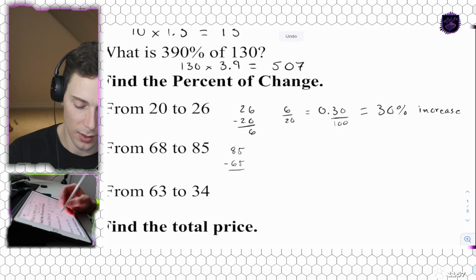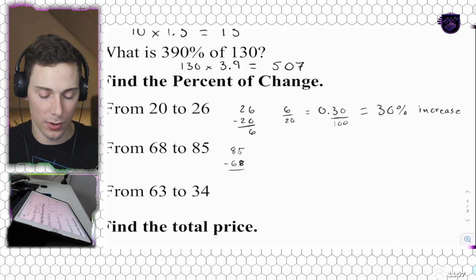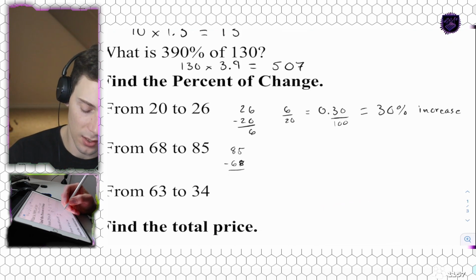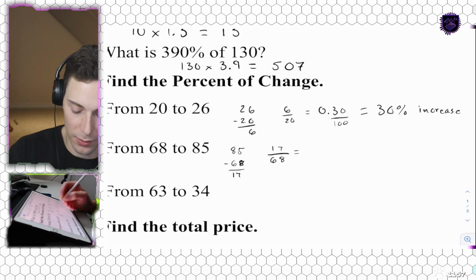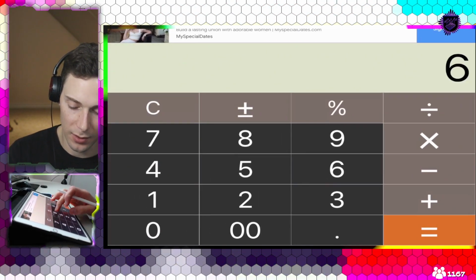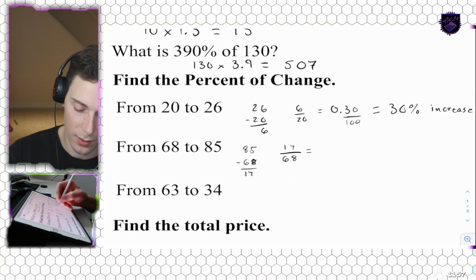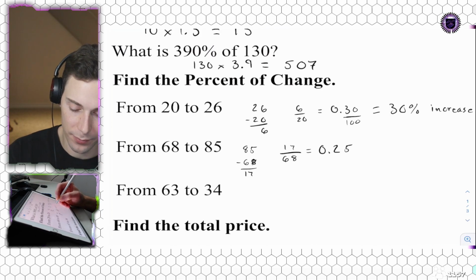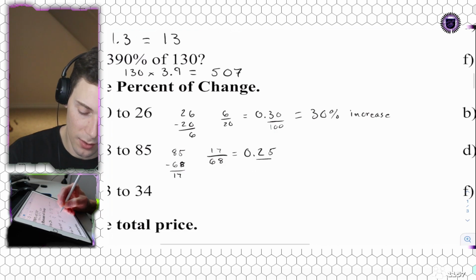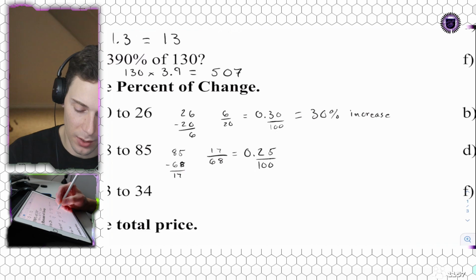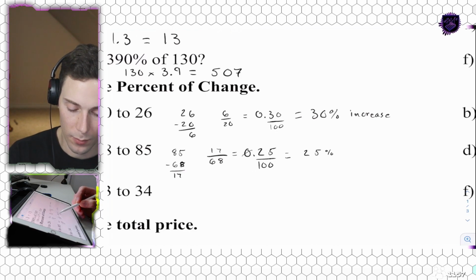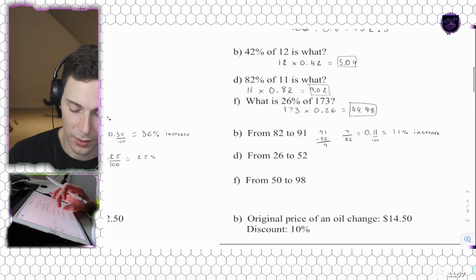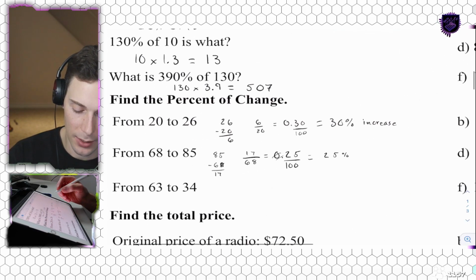Minus 60. No, yeah, 68. 85 minus 68, which is like 25 minus 8, which is 17. 17 over 68 is equal to 17 divided by 68, which is 0.25, which we can change into a fraction over 100, which we can then say is equivalent to 25%. 25% increase.